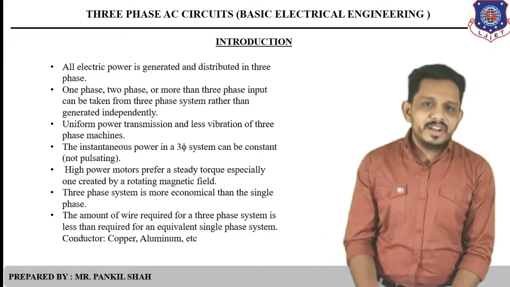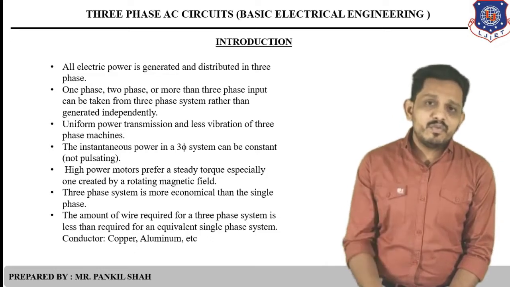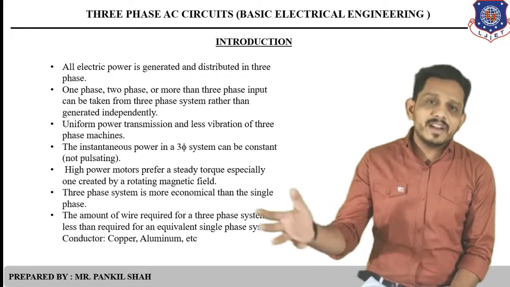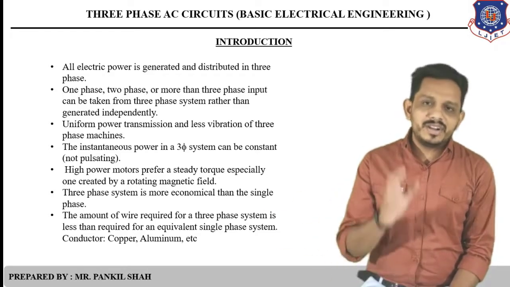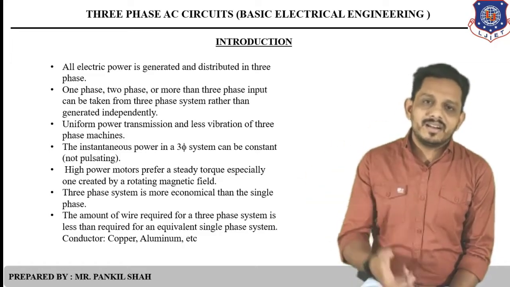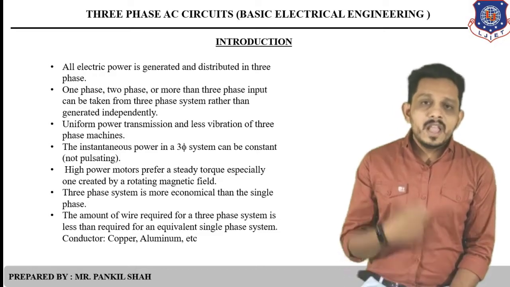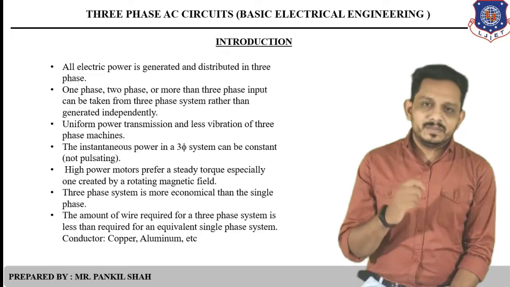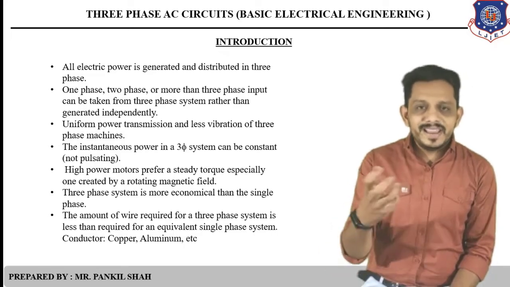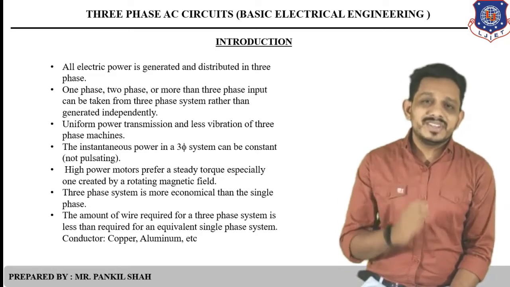Secondly, one phase, two phase or more than three phase can be obtained from the three-phase unit. So we do not need to generate separate voltages. For example, if your requirement is single phase, then you do not have to generate single-phase voltage. You only have to generate the three-phase voltage, and from that three-phase voltage you can carry single phase according to your use. So that is the second advantage of three phase. Third, uniform power transmission is possible. Power can be transmitted uniformly in a three-phase AC system. Also, vibration of three-phase machines is very less.